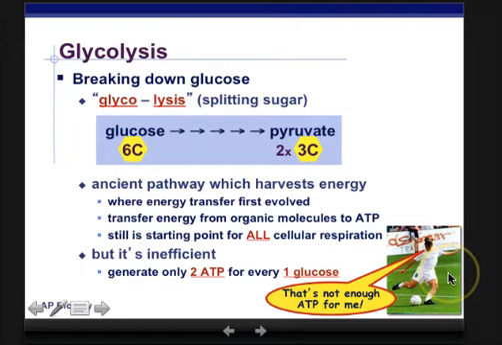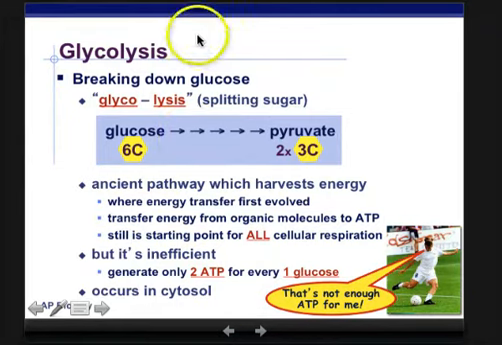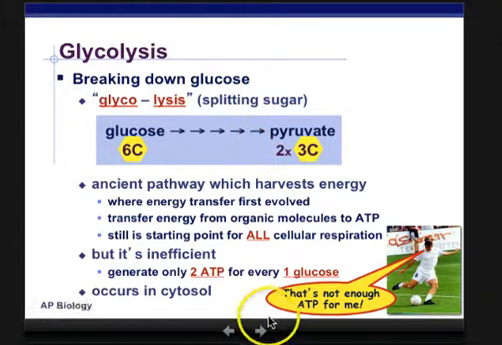Alright, so the soccer player says, that's not enough ATP for me. Definitely no way are we going to run a complex organism like a human being on just that little bit of ATP. So this occurs in the cytosol of the cell. So as I said, why is it occurring there? This is one of the ancient ways that cells were getting energy. So this was developed in the prokaryotes, and of course there was no mitochondria in a prokaryote.